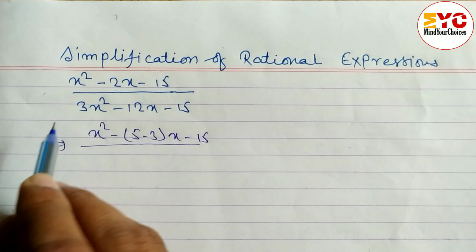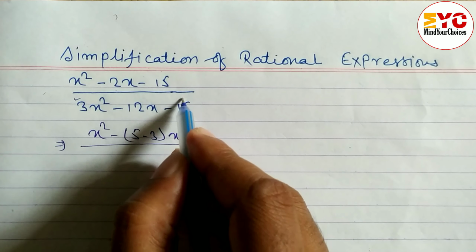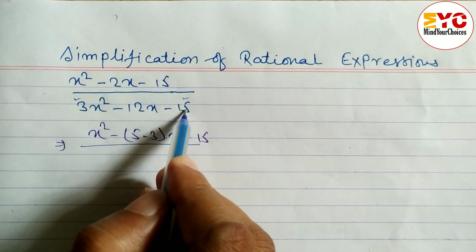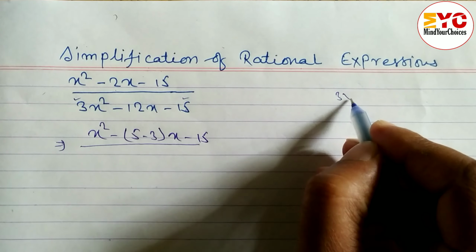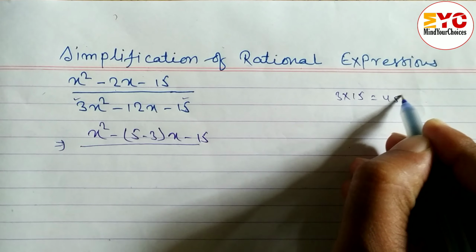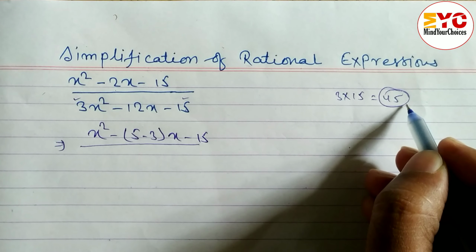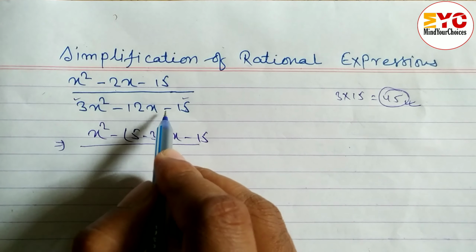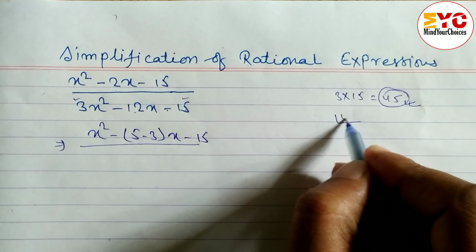Now in the denominator, what happens here? First of all, we have to multiply the first and last number. 3 into 15, how much do we get? 45. 3 into 15 is equal to 45. Now we have to find the numbers whose multiplication is 45 and subtraction is 12. So we can do it in this form.